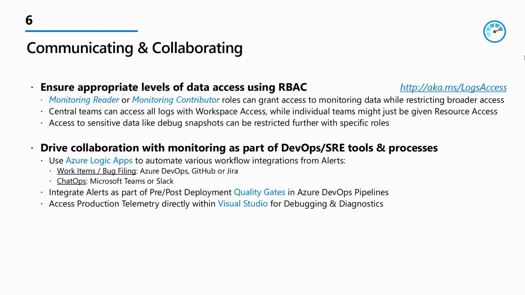Or if you're using Azure DevOps to manage your CI/CD pipelines, you can use these alerts to effectively act as quality gates from your pre-production or post-deployment workflows. So let's say your canary to prod deployment can be halted if a particular KPI is not met or an alert is triggered. For your developers, all the production telemetry can even be accessed in their IDE, in Visual Studio, so they don't necessarily need to get out of their dev environment if they want to do debugging, diagnostics, or any kind of root cause analysis.